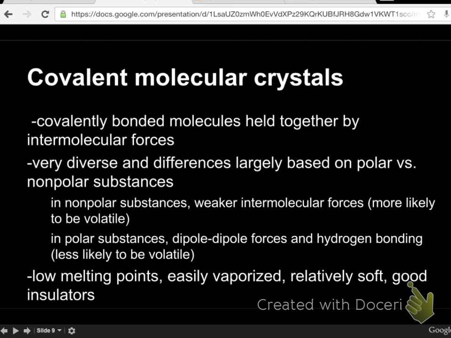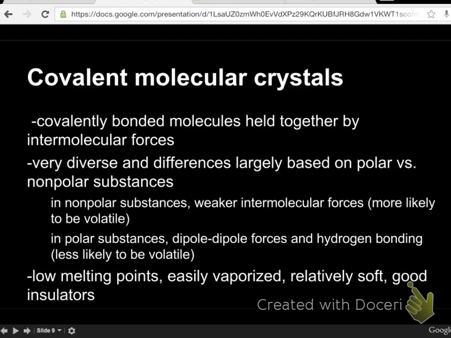Other polar covalent molecular substances. Oh, let's see. That's the one that comes to mind first. In the non-polar ones, things like isopropyl alcohol, rubbing alcohol, ethanol, gasoline, those are all non-polar covalent substances. Can you make rubbing alcohol a solid? Sure. Put it under low enough temperature and high enough pressure, it'll turn into a solid. At that point it is a covalent molecular crystal.